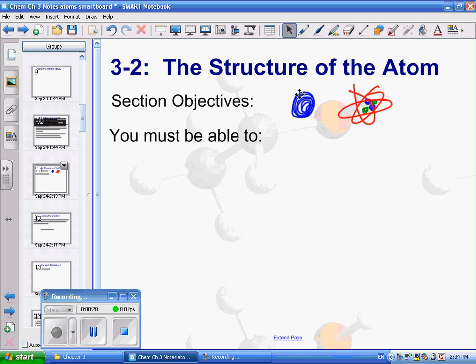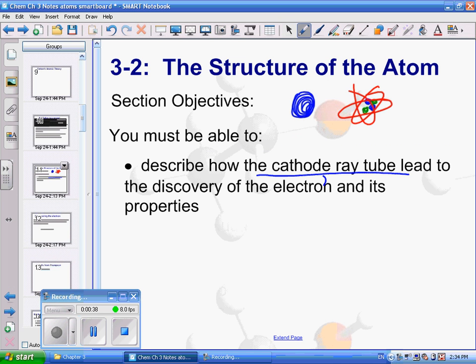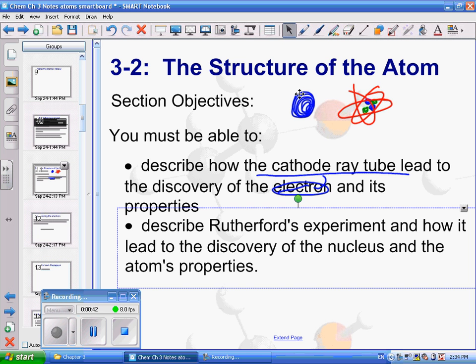So in order to do that, we have a couple objectives which we need to discover, which is basically describe how the cathode ray tube led to the discovery of the electron and its properties. And the second one we need to look into is that we describe Rutherford's experiment and how it led to the discovery of the nucleus and the atom's properties. So those are the two big ones, okay? All right, next.